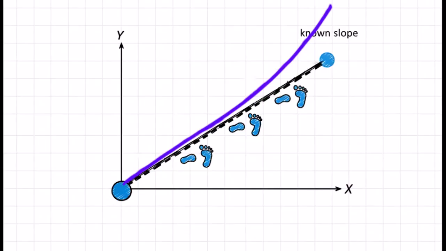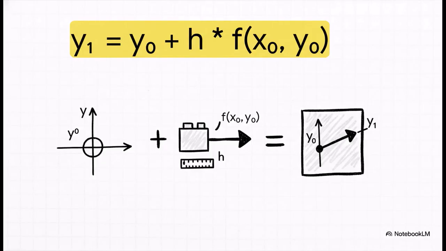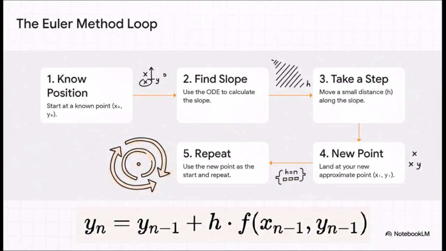And here it is, the beautifully simple idea. If you know where you are and which direction you're facing, just take a small step in that direction. Euler's method makes this powerful little assumption. For a very, very short distance, the curve basically behaves like a straight line following that initial slope. And this formula right here, this is the engine that drives the whole method. Our new y position, y1, is just our old y position, y0, plus a tiny adjustment. And that adjustment is our step size h multiplied by the slope at our old position. So in plain English, it's new position equals old position plus a small step in the direction the curve is pointing. That's really all there is to it.